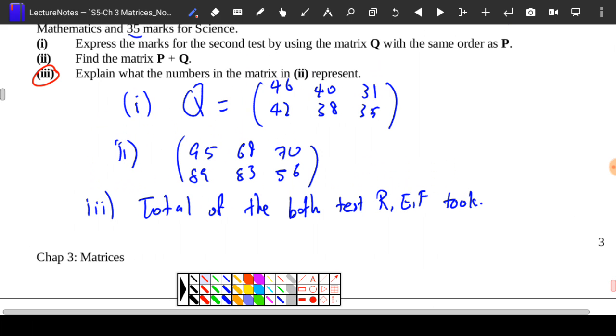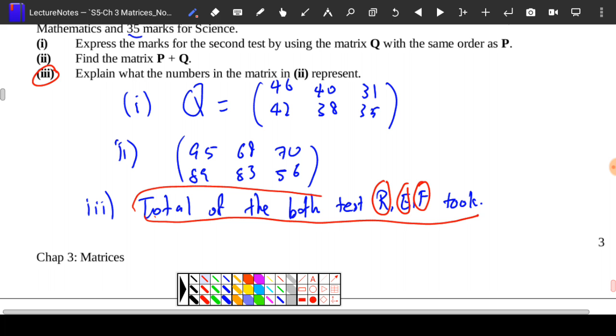Now, let's take a look at this sentence and tell me what are you imagining? Since I have 1, 2, 3, how many numbers do you expect to see? Really? Total of the both tests. So total of the both tests means, now this one means what? That means I will take two tests, I total, become what? 1 mark.